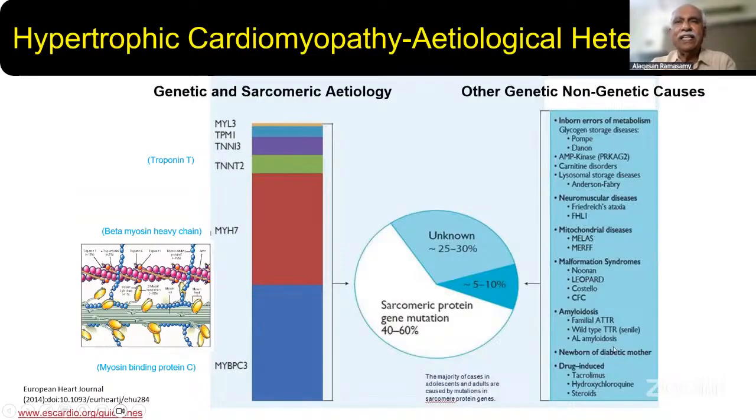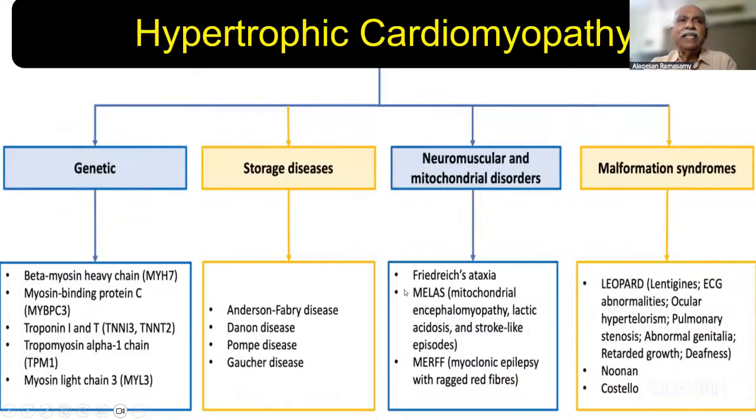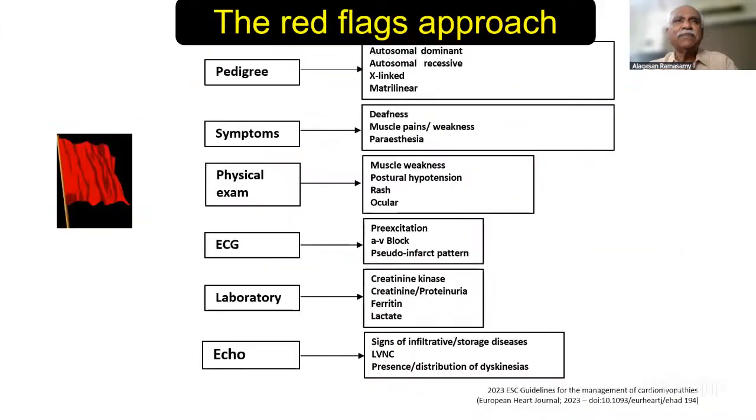So these are the list of causes which can produce hypertrophy. If you see here, there are other genetic causes like storage diseases, neuromuscular and mitochondrial diseases, and other malformations, which can produce a picture similar to that of hypertrophic cardiomyopathy. We have to keep in mind those other diseases, which are very rare, but a few of the things you can encounter in your practice.